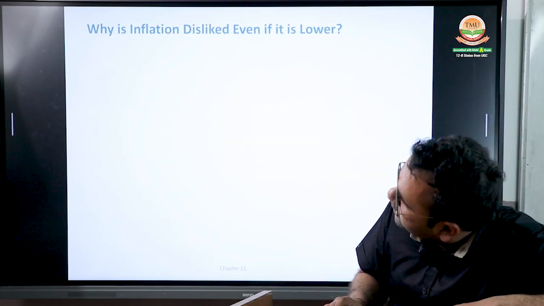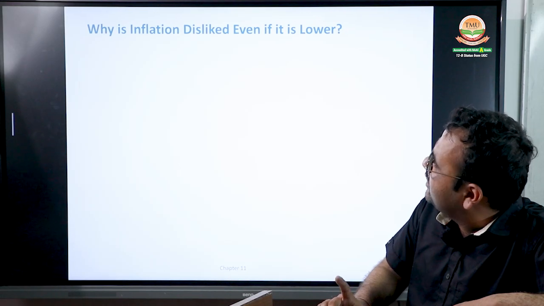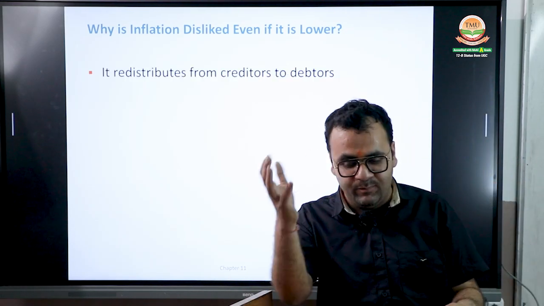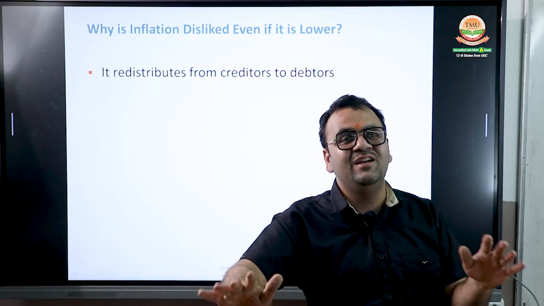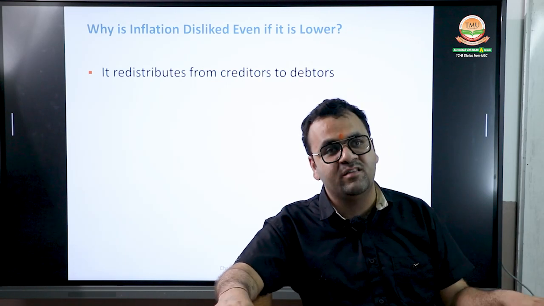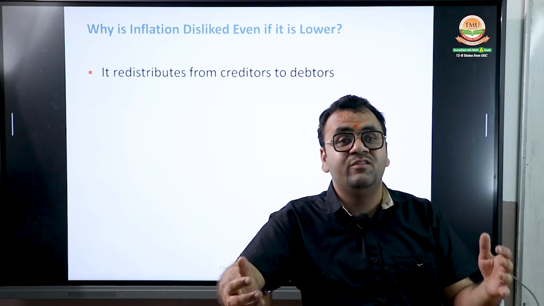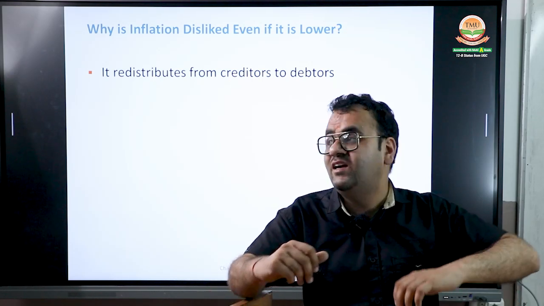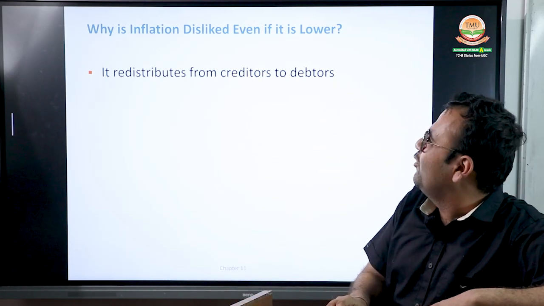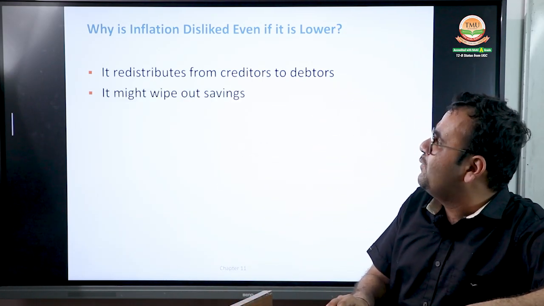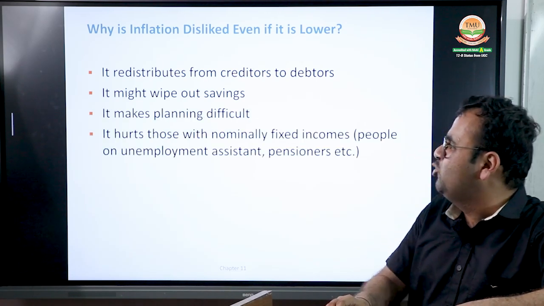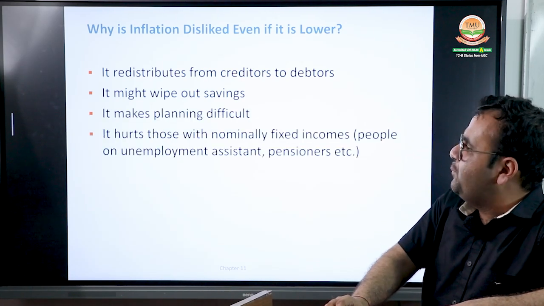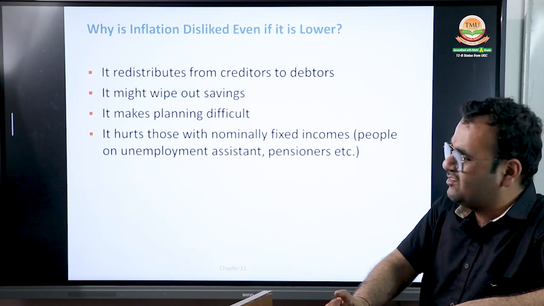Now, why is inflation disliked even if it is lower? If we ask the common man whether he likes inflation or deflation, the common person says we like deflation, but does not know the drawbacks of deflation. It hurts debtors. It might wipe out savings. It makes planning difficult. It hurts those with nominally fixed incomes, the unemployed, pensioners, etc.